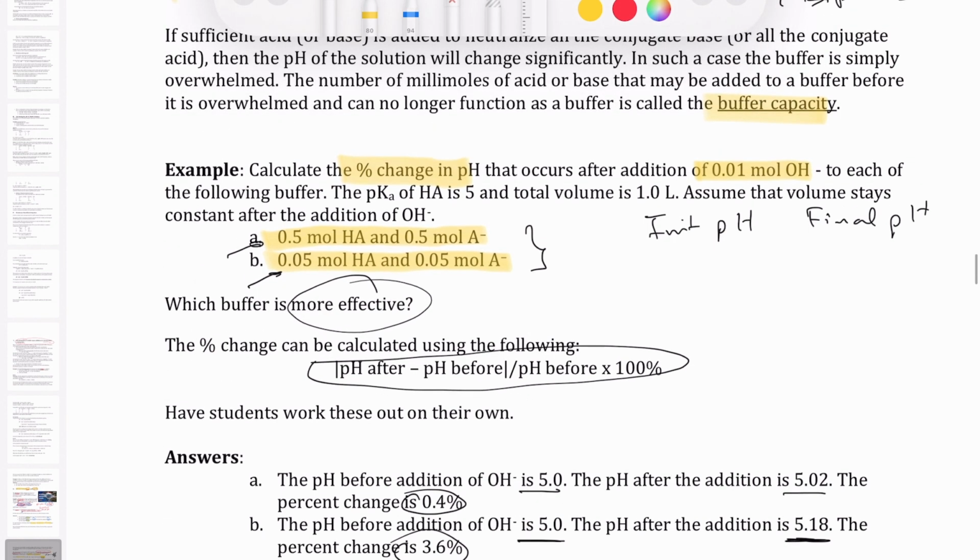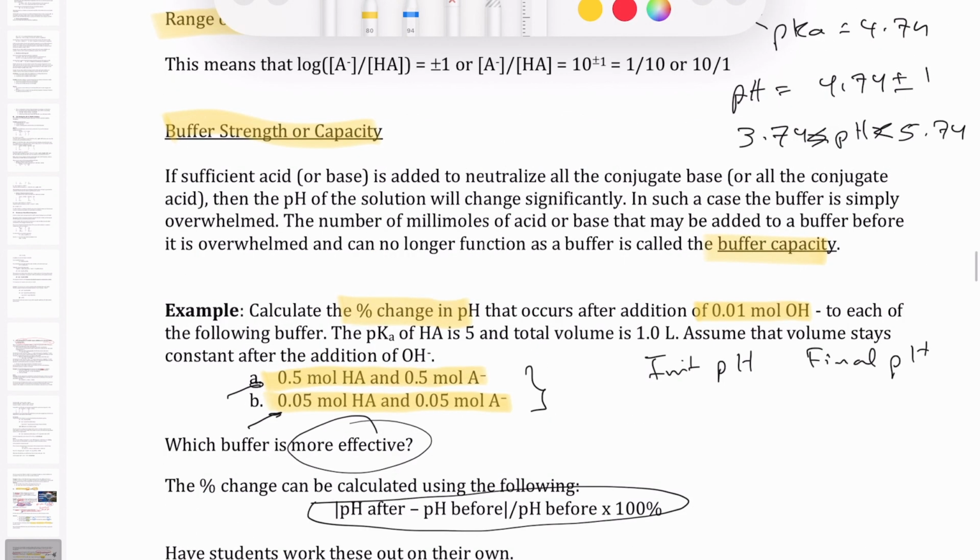So hopefully when looking at those two numbers, you can tell that the buffer that has more or larger quantity of both the acid and the conjugate base, right, half a mole, those are going to be better able to withstand addition of a strong acid and a strong base. That would make sense, wouldn't it?